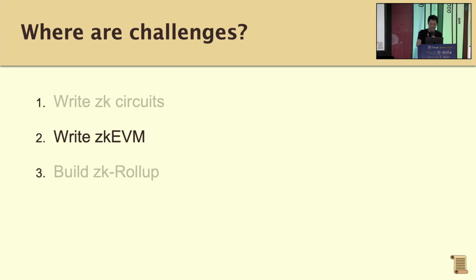Okay, now if we know how to write circuits, and we know those challenges, what's the challenging thing about writing the zkEVM? Before we consider zkEVM, let's take the zk out and look at how the EVM works. The EVM is the interpreter that executes your smart contract bytecode one by one, sequentially.